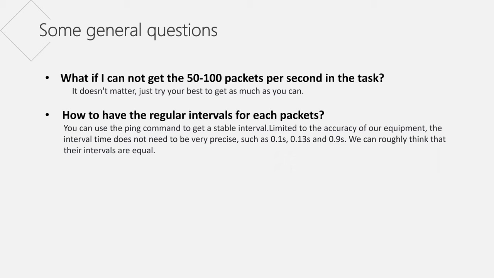In 10 seconds, sometimes I can get 70 packets and sometimes 100 packets. Is there any way to deal with it? Yeah, there are two ways you can deal with it. The first one is you can do the padding, like you can add some packets, add some value by calculating the mean value, or manually add some packets inside the interval. And you can also delete some packets.